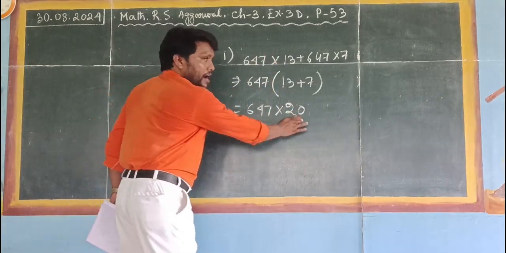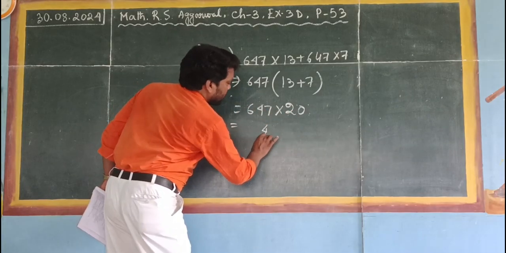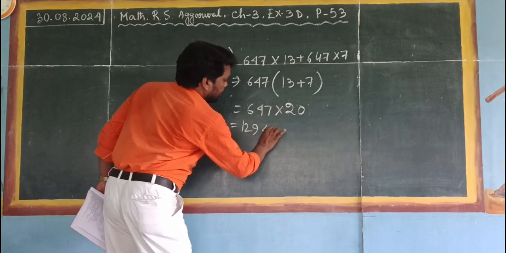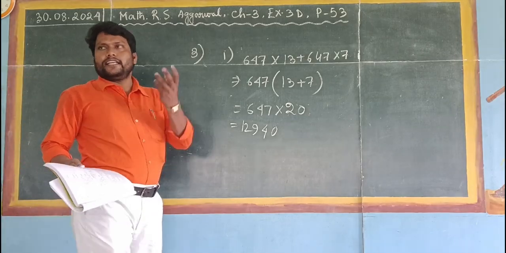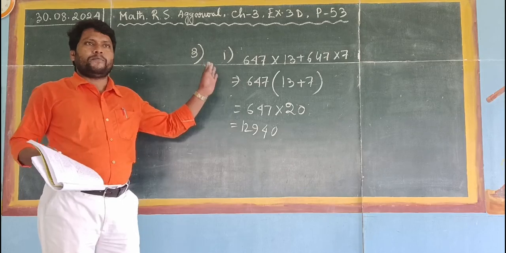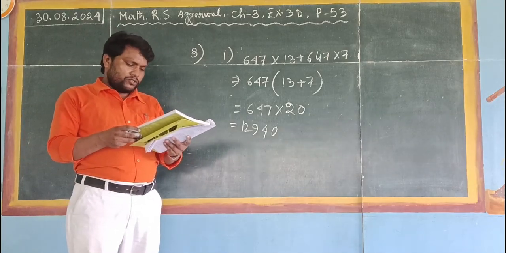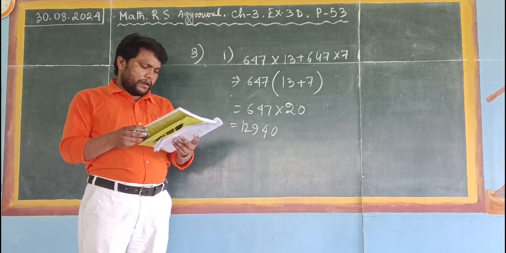Now multiply in brief. Multiply by 2: 2 7s are 14, 2 4s are 8, 1 is 9, 2 6s are 12, then 0. Within 10 seconds, easily you can find the answer if you apply the distributive property. Next, so many problems are there just like question number 1.